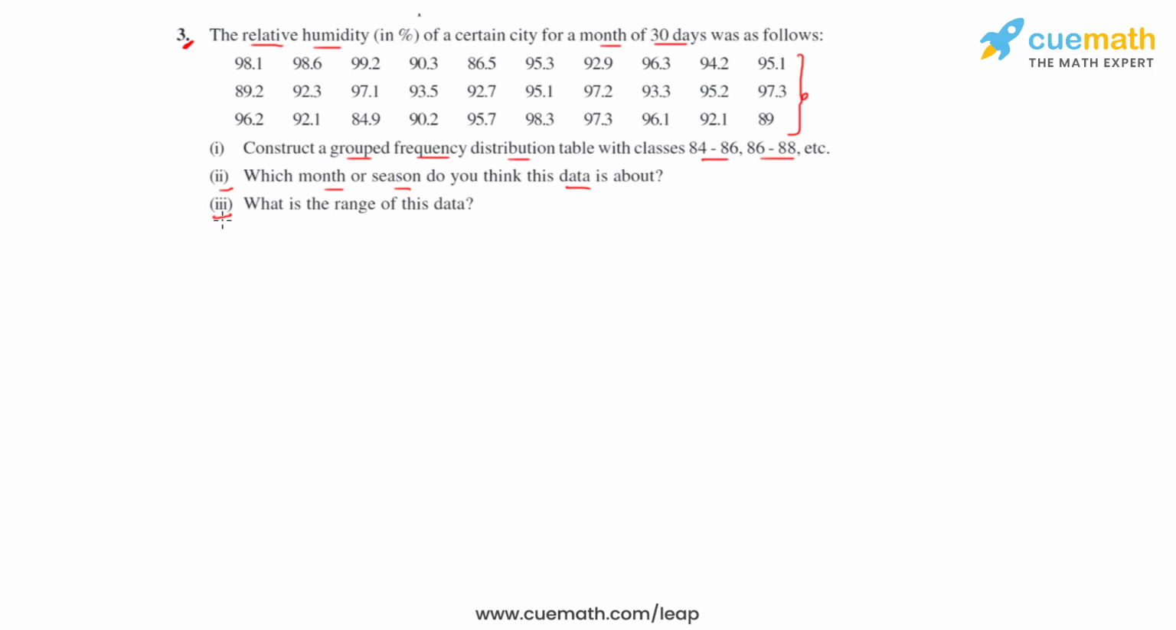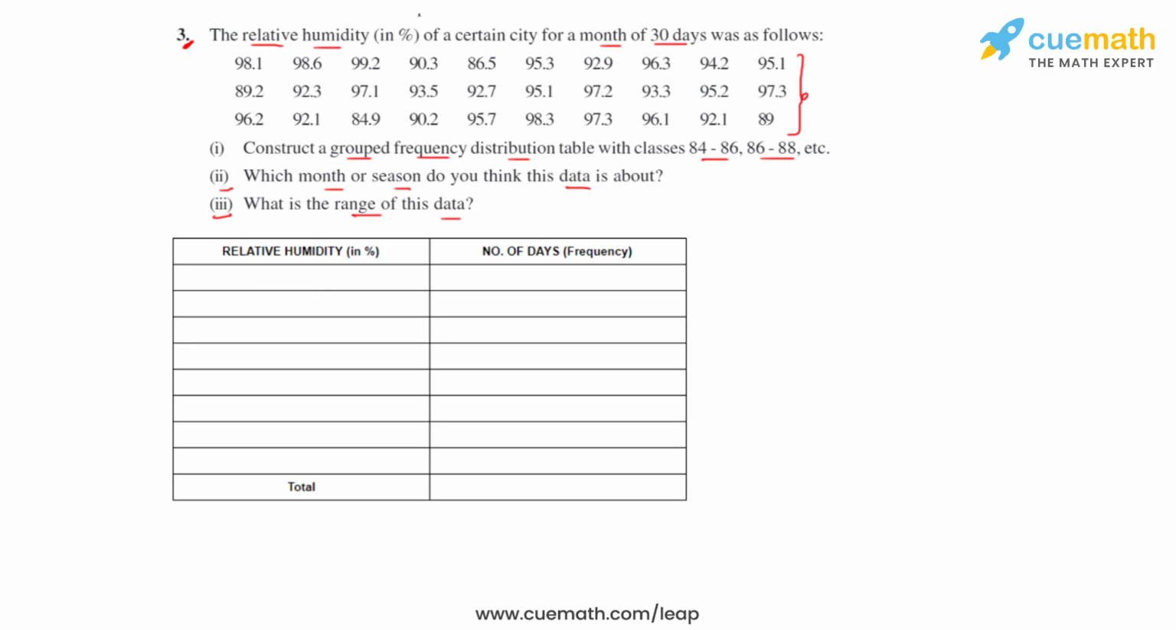The third point asks us what is the range of this data. So to answer these points better, we will first have to construct a grouped frequency distribution table. As they have already given us that the class size is 2, because the classes will be 84 to 86, 86 to 88 and so on, we write that the class size for this data is 2. So we start writing the different classes.